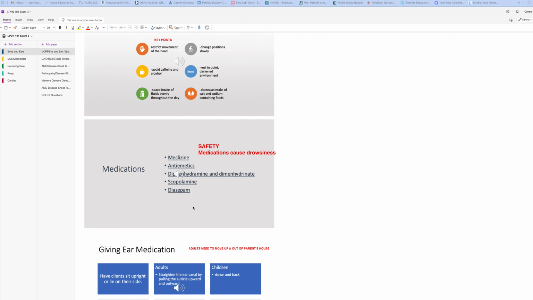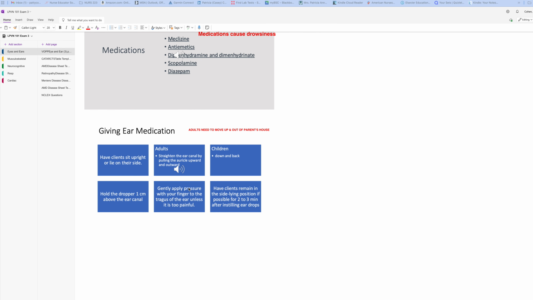Medications. So be careful because these medications can cause drowsiness. So meclizine, that helps with the vertigo. Antiemetics, diphenhydramine, that's Benadryl. Okay, so antihistamine, scopolamine, and diazepam. So scopolamine and diazepam would be used in worst case scenarios. Giving ear medications, remember with adults, you need to move the pinna up and out. Okay, and how I remember that, when you're an adult, you need to move up and out of your parents' house. Okay, that's how I remember that.